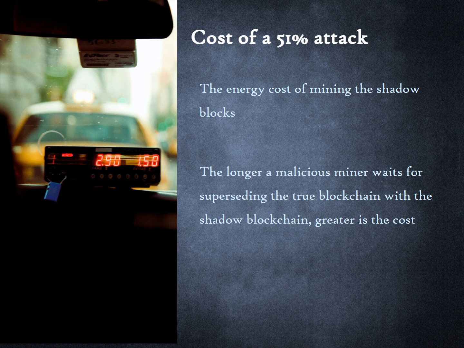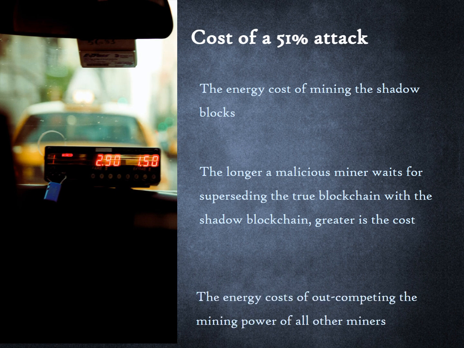Third, for the superseding other miners at the end of the shadow chain, the malicious miner must outcompete the mining capacity of all other miners combined. But in a scenario where there are thousands of miners, some of whom may be industrial-scale mining companies, this is very expensive. The energy costs of running such an operation will be prohibitive.